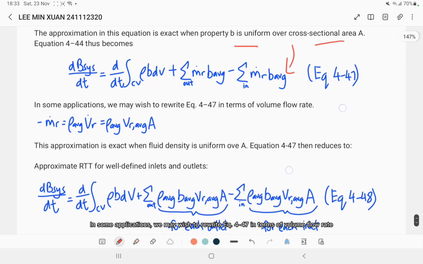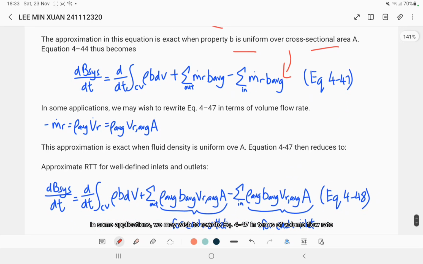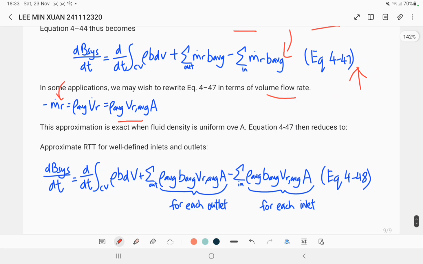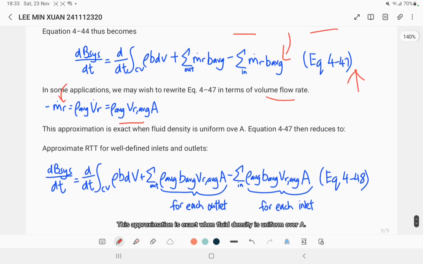In some applications, we may wish to rewrite equation 4-47, which is these equations, in terms of volume flow rate. This means that the volume flow rate we can obtain from the mass flow rate. So finally, we can get the mass flow rate equal to rho average times volume flow rate, which is the average velocity times the area. This approximation is exact when fluid density is uniform over A. So, the final equations can reduce to this.